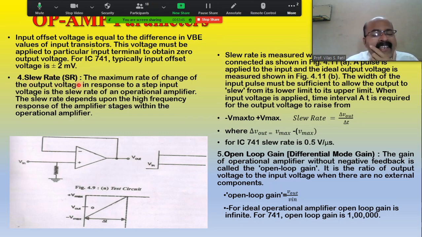Next parameter is the slew rate. In the last lecture we came to the slew rate. The maximum rate of change of output voltage in response to a step input voltage is the slew rate of the operational amplifier. What is the slew rate? The maximum rate of change of output voltage in response to the step in input voltage, with respect to steps in input voltage.